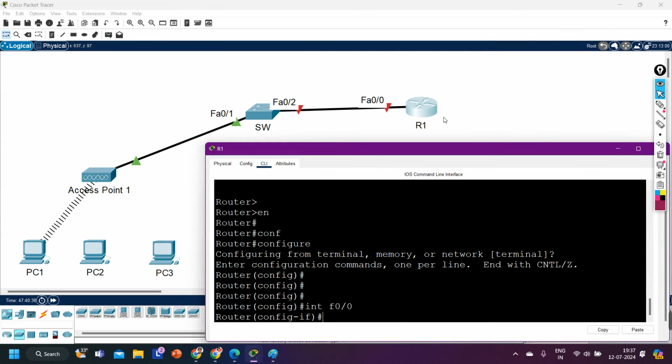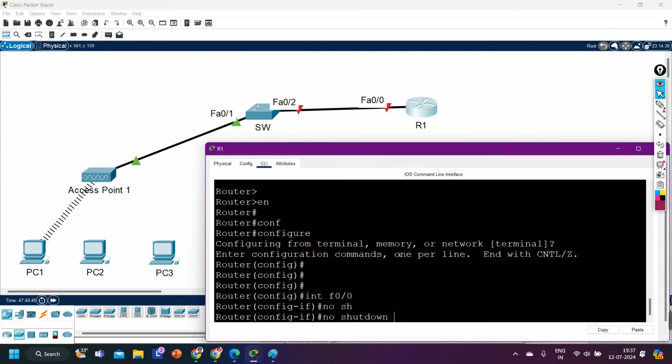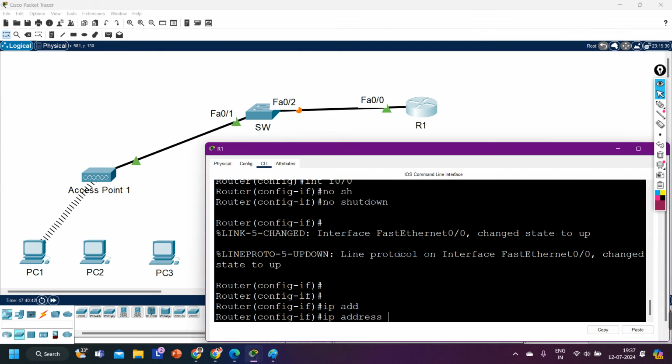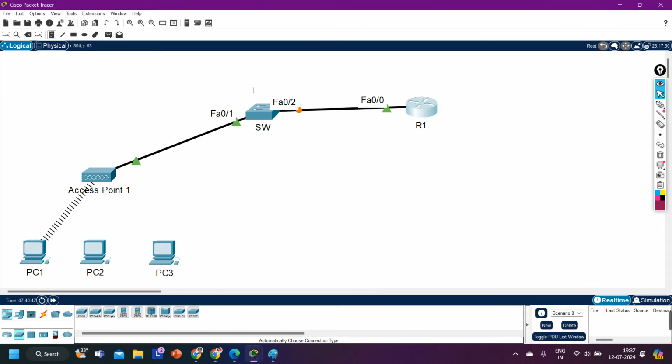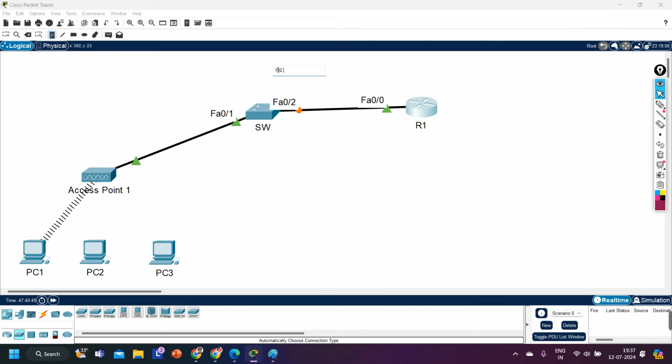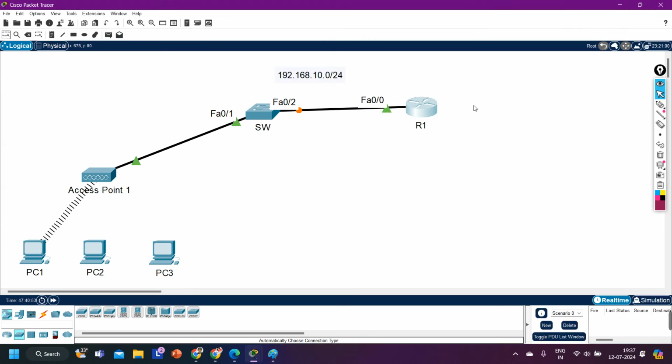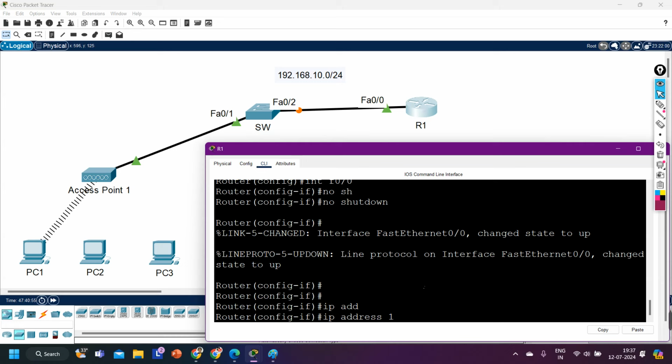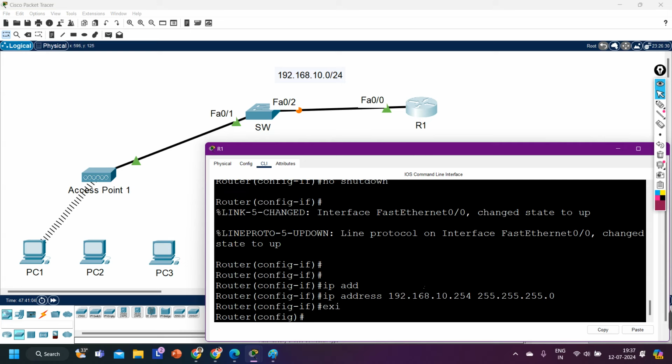So now I am going to configure the DHCP service on router number 1. Say no shutdown on FastEthernet 0/0 and say ip address. I am going to configure one IP here. Let's say my subnet is 192.168.10.0/24. So I am going to configure one IP, 192.168.10, let's say the last IP address from this subnet, 254, 255.255.255.0. So I have configured the last IP address as the default gateway IP address on the router interface.